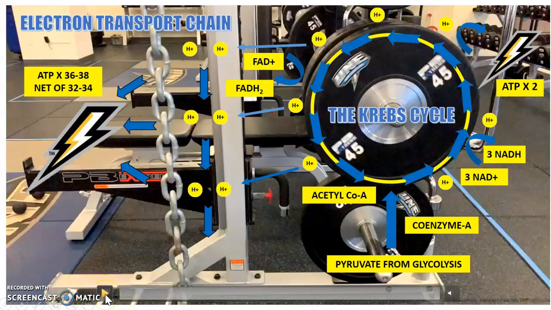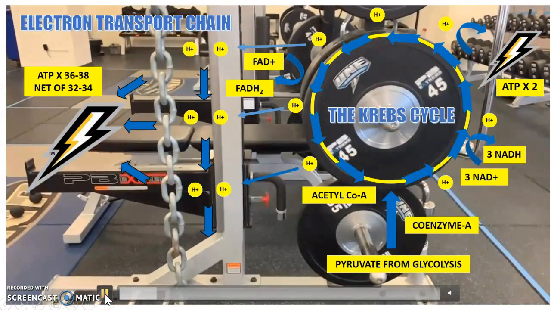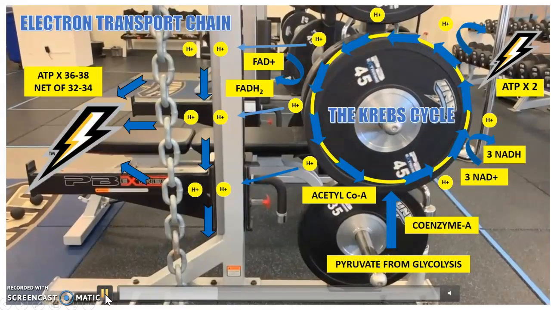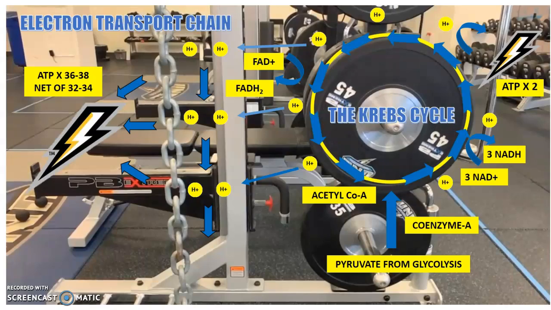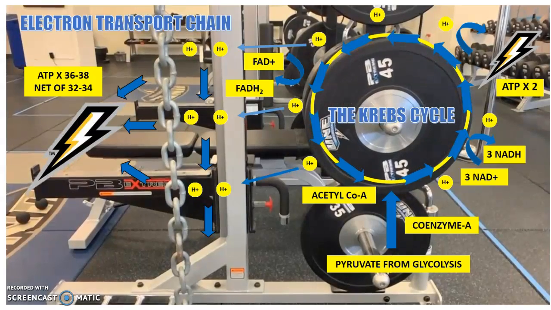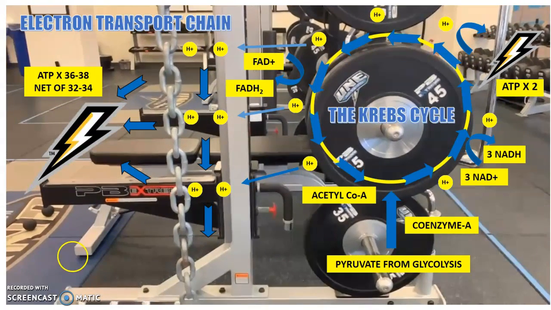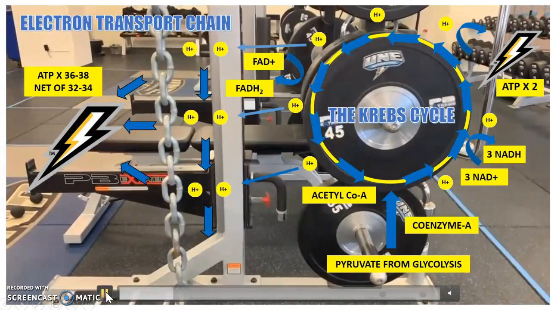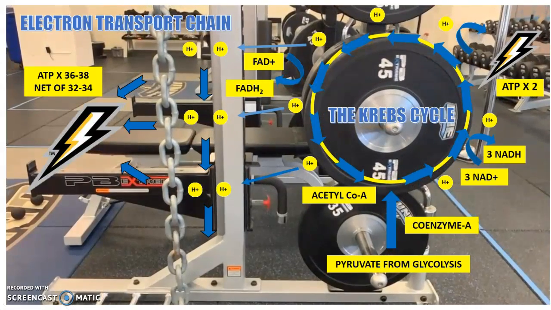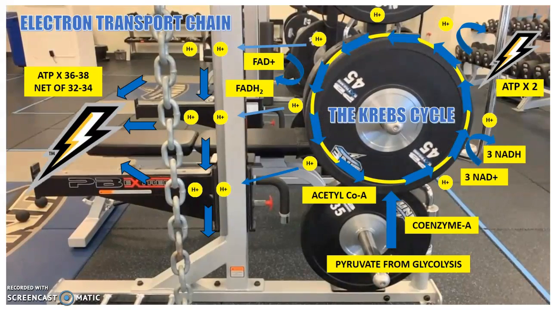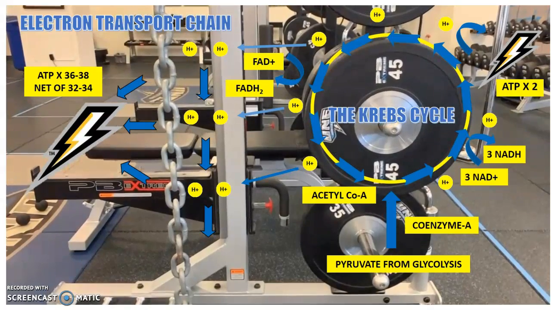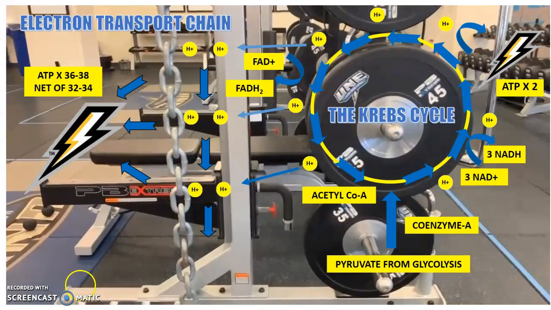So initially, this plate gets spinning here. Pyruvate, the end product of glycolysis, which breaks down glucose, is a molecule that joins up with coenzyme A, another molecule, and those two create acetyl-CoA. Acetyl-CoA enters the Krebs cycle, and as that's spinning around, it goes through a number of different transformations and enzymatic reactions. And as those reactions occur, there are all kinds of byproducts.